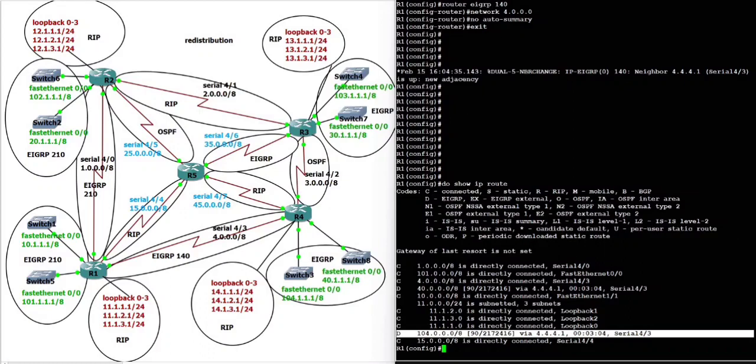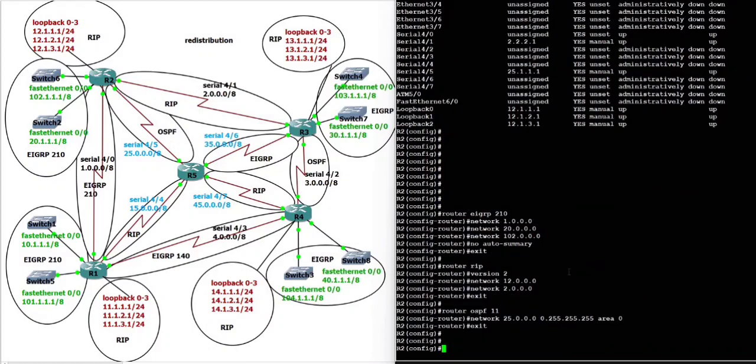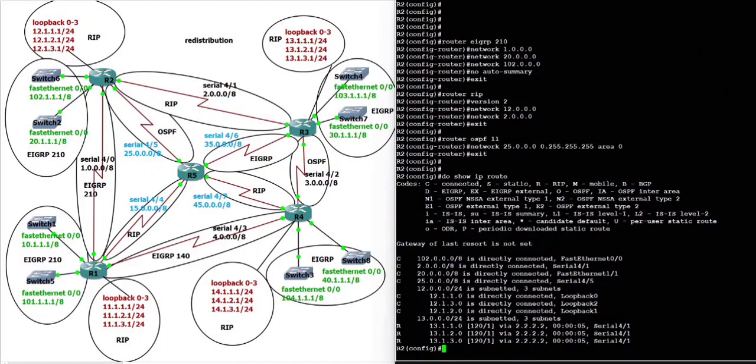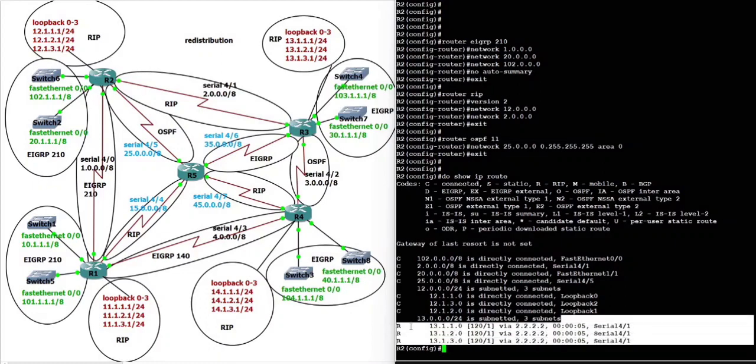Okay, now on router 2, we show IP route. Let's see, here we have this 13 dot network, which is RIP, from this network from router 3.